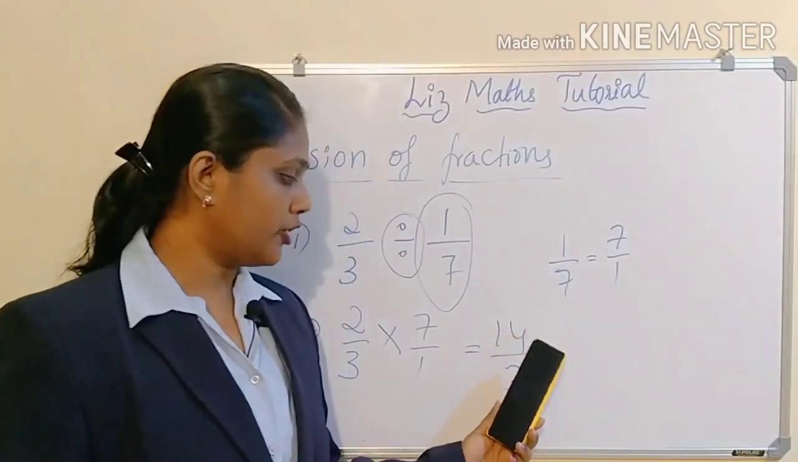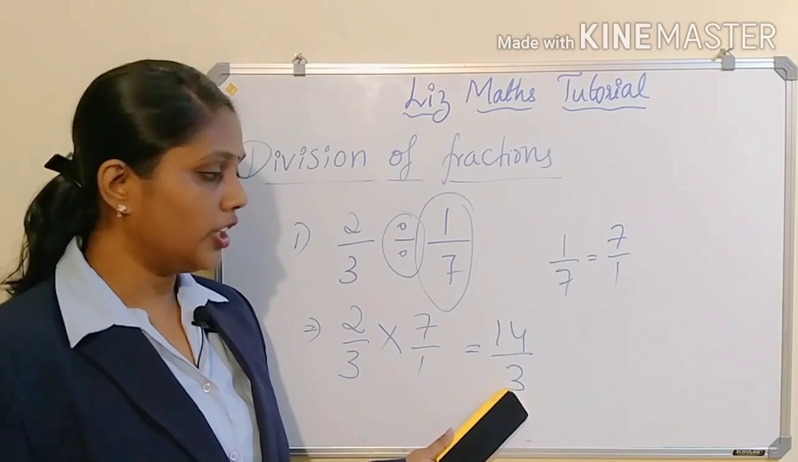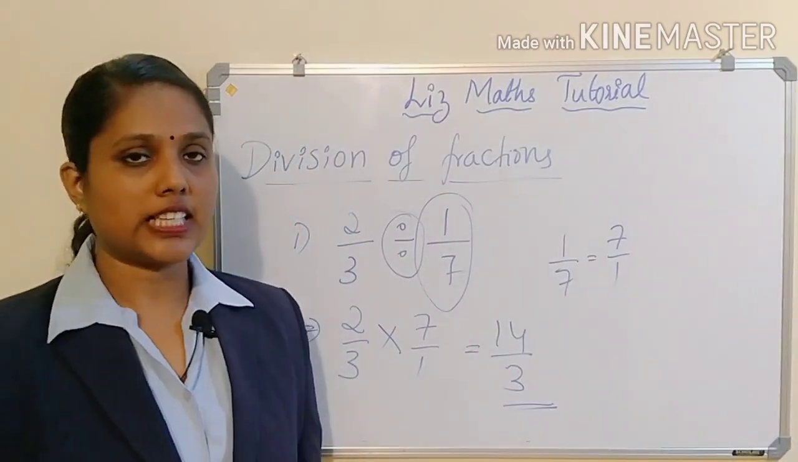So, 14 by 3 is the final answer. Can we cancel this in the 3 table? No, it will not go. So here 14 by 3 is the answer.